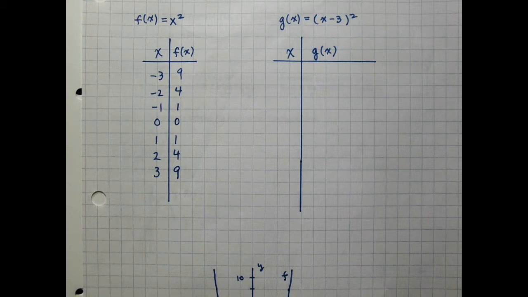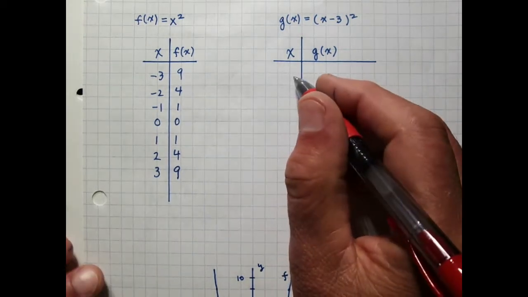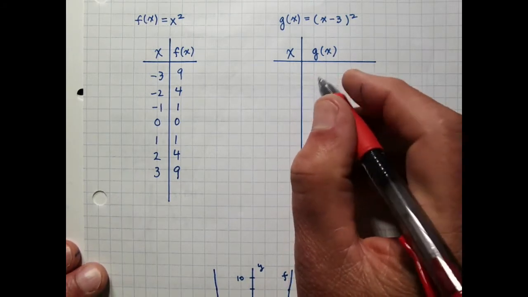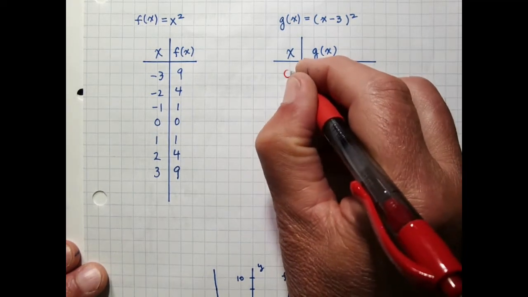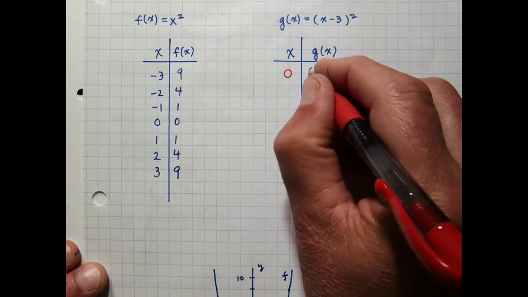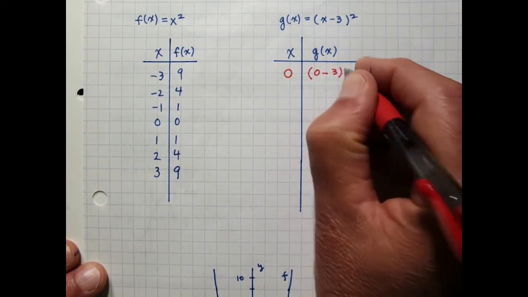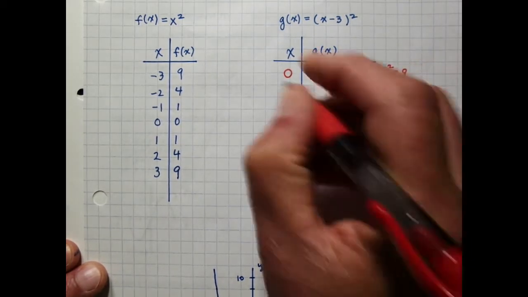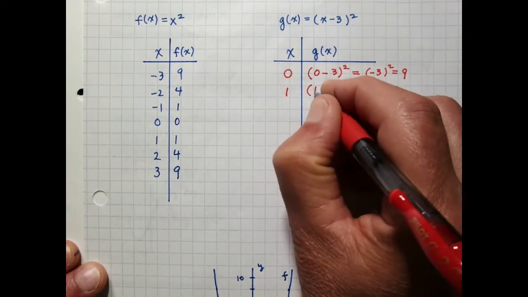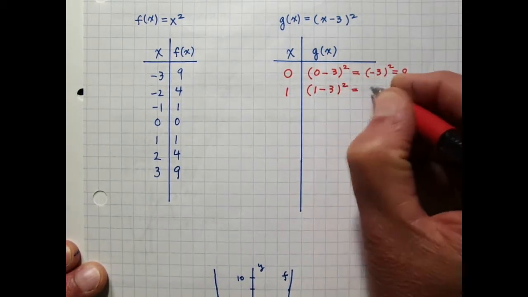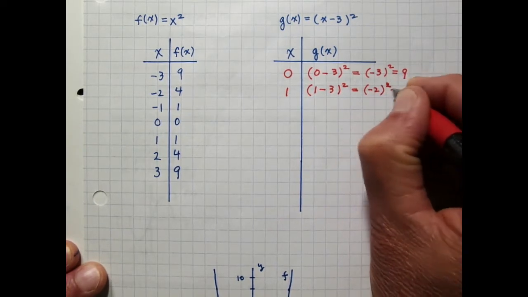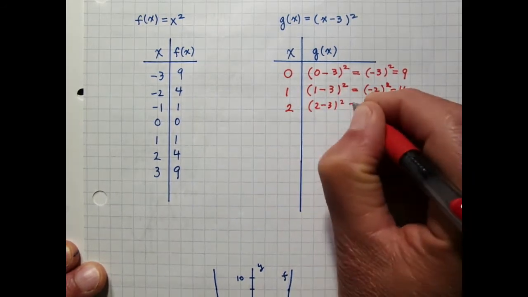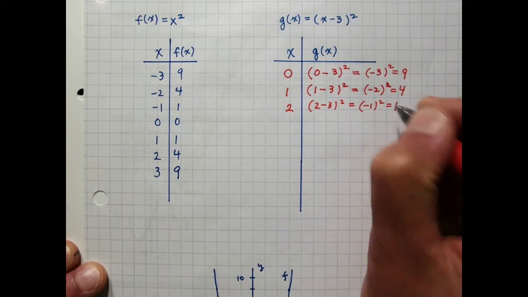We're just going to start talking about this example g. Now I can pick the same values of x and plug in. Really, I can plug in any values at all, but I'm going to try to point us in a certain direction here. So I'm going to start out by plugging in 0 for x into the function g. So I get 0 minus 3 squared, which is negative 3 squared, or 9. And then I'm going to do 1. So I get 1 minus 3 squared, which is negative 2 squared, or positive 4. And then 2 minus 3 squared is negative 1 squared, which is positive 1.